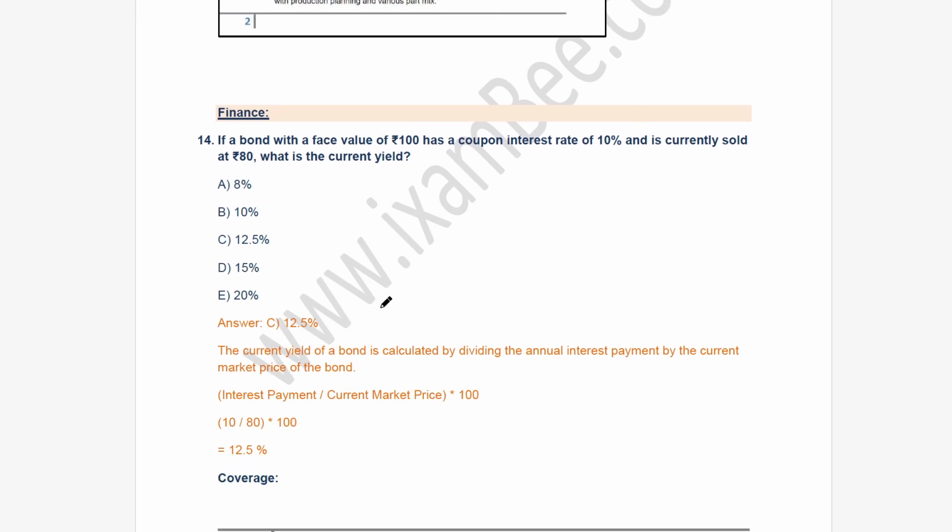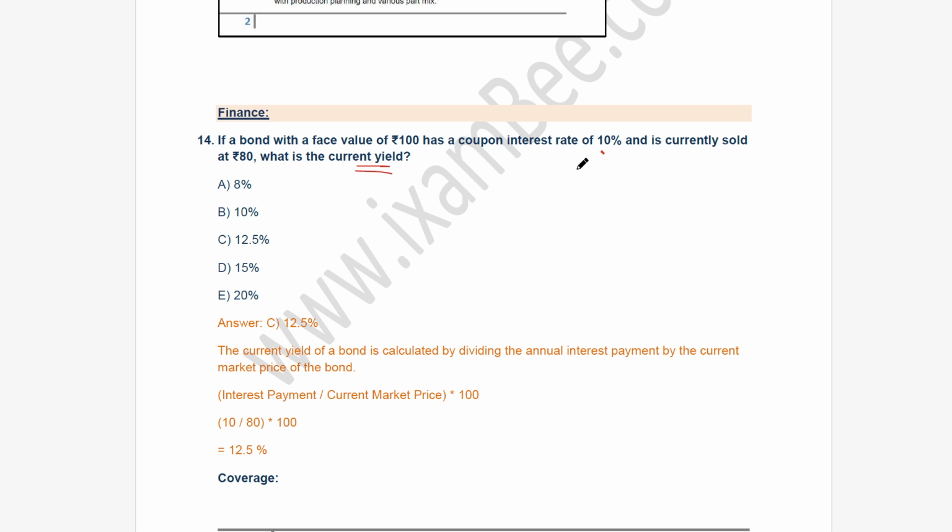Moving to the finance segment. 11 questions had come from here, but they were very easy. 3 questions, as I said, were from understanding of regulatory bodies itself. Finance, first question is the numerical, a very easy numerical. Bond face value 100, coupon rate 10%, current price 80. What is the current yield? Now, current yield relates to the current price, but the only mistake students could have made is what the 10% is calculated on. A 10% coupon rate is always calculated on face value, not the market value. So that is the only error anybody could have made.